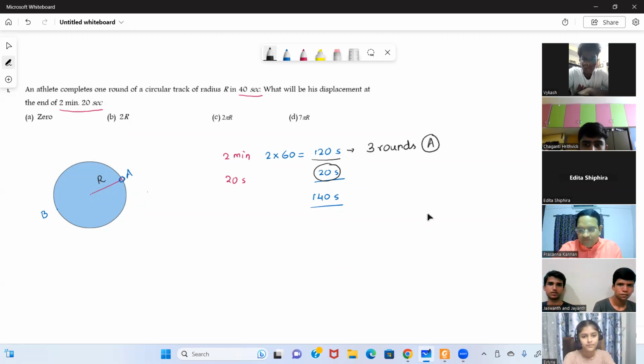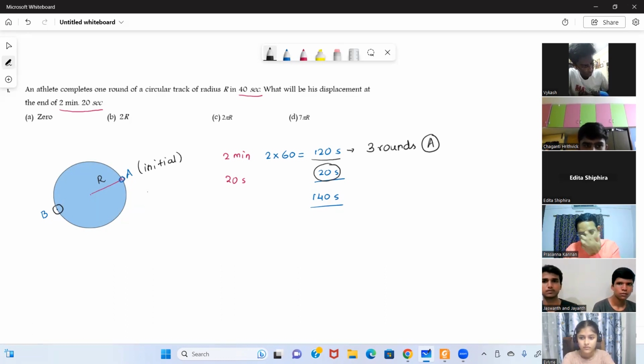Half a round, is it not? 40 seconds he will take for one round. So in 20 seconds, how much will he complete? Half a round. When I say half a round, he will move to the diametrically opposite point. So A will be his initial position.